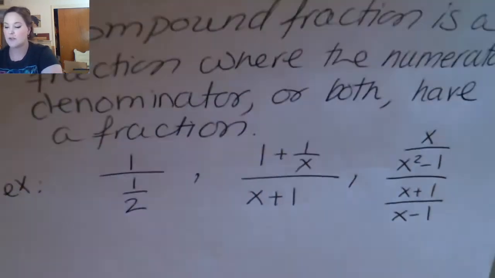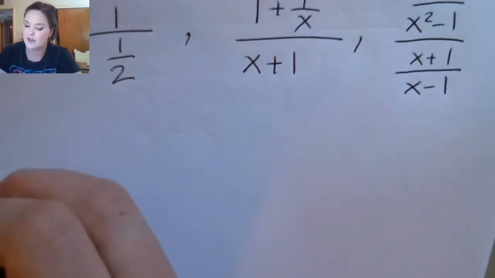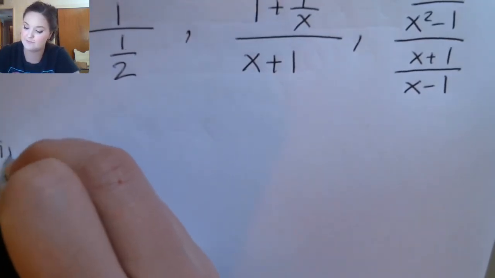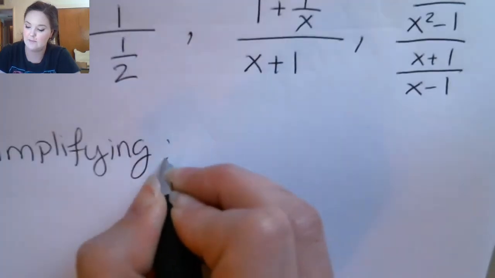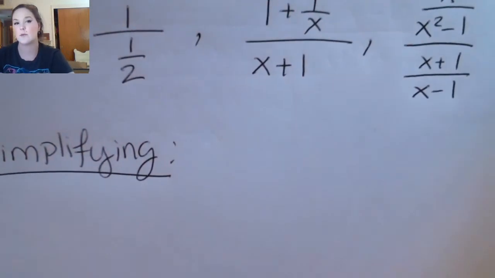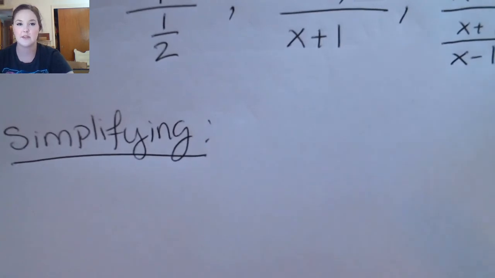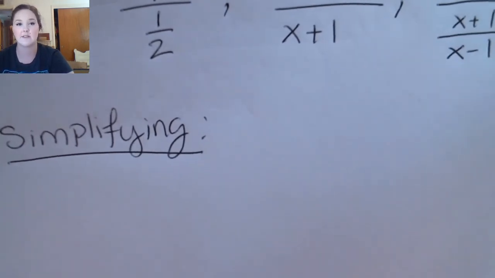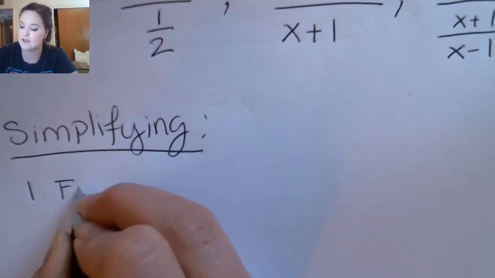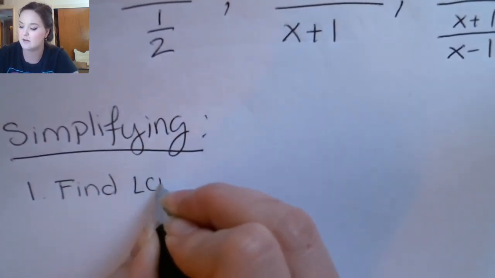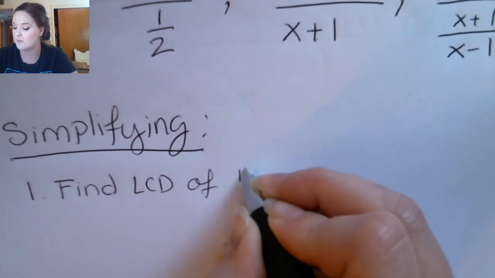All right, so let's talk about the method for simplifying these. Now this isn't the only way to simplify them, but to me, this is by far the easiest and the fastest way to simplify a compound fraction. So the first thing you want to do is find the LCD of the small fractions.